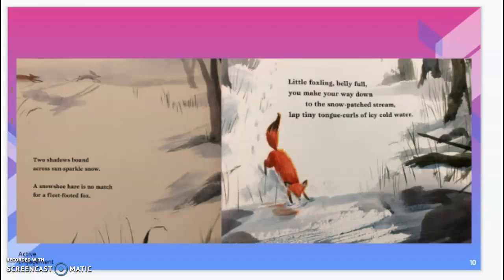Now it is your turn. Using illustrations to learn more about the plot of the story, how do the pictures support the events that are happening on this page? We're going to come back together and talk about the illustrations and words on this page.